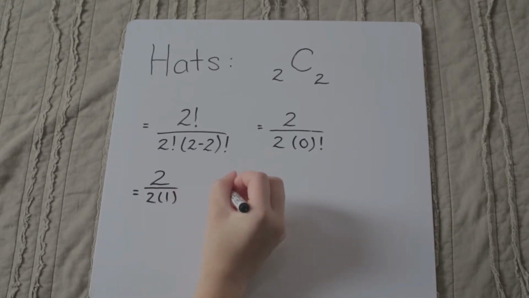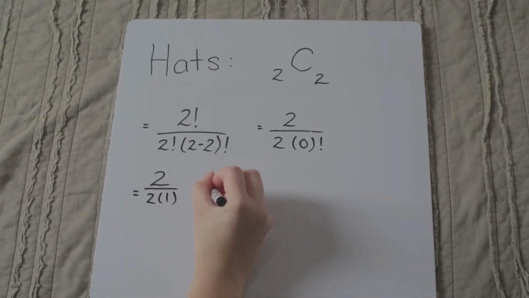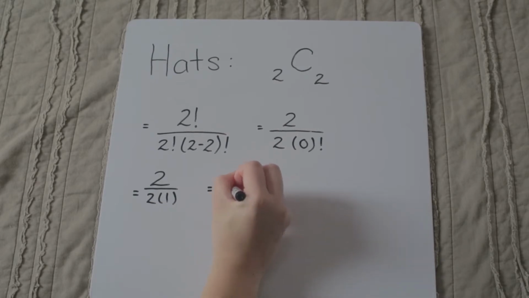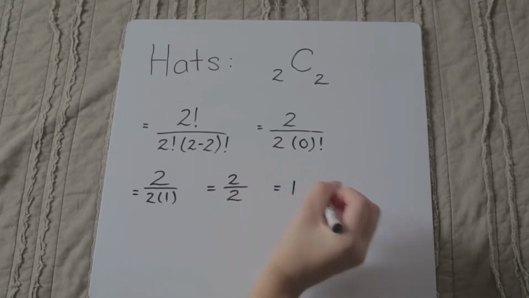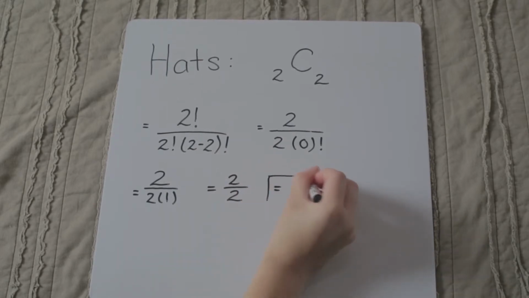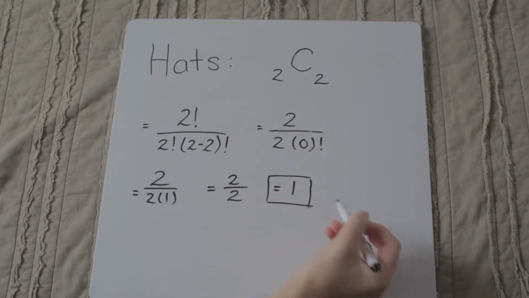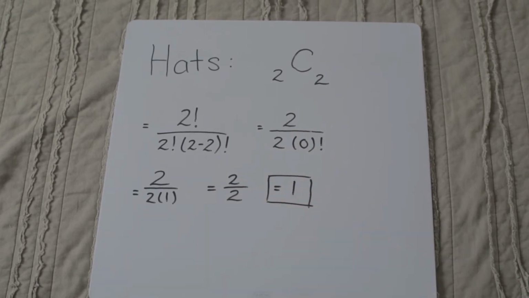And remember that 0 factorial always equals 1. So that's why in the following line we have 2 times 1 in the denominator. And so our answer is 1. Pierre has 1 combination of 2 hats out of 2.